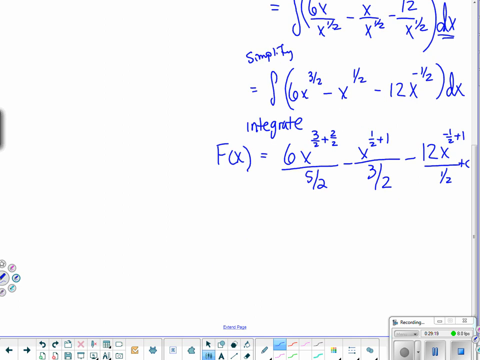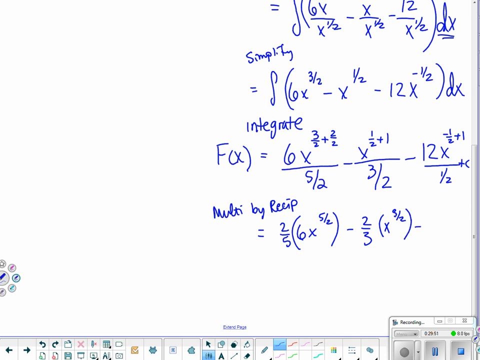Plus our constant. All right, what can I do with this mess? Well, dividing by fractions is like multiplying by reciprocals. So let's just note we're going to multiply by reciprocals. That's our next line here. So I'm going to have 2/5 of 6 x to the 5/2 minus 2/3 x to the 3/2 minus 2 over 1 times 12, probably could have done that right then. X to the 1/2 plus C.